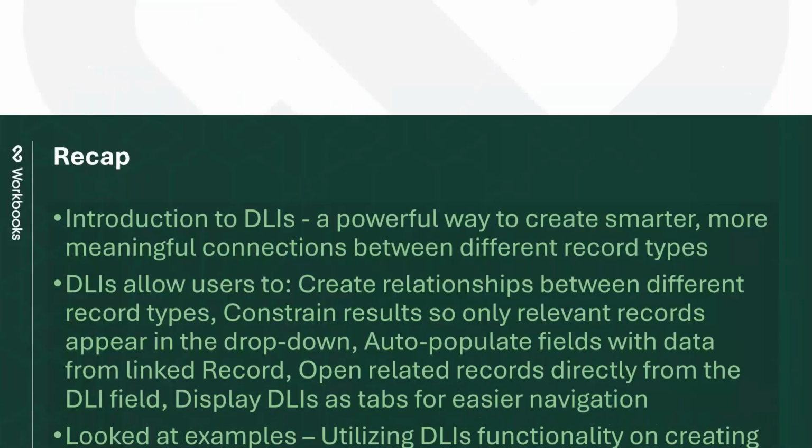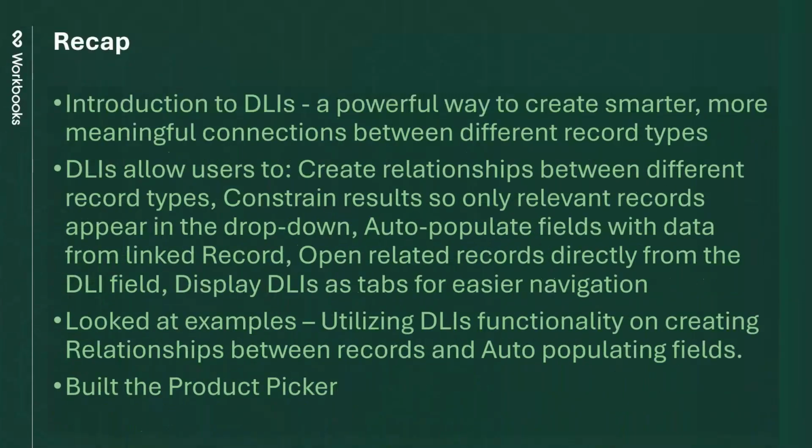Right. So let's recap what we have touched on about DLIs. DLIs are a great way to create meaningful and smarter connections between different record types. Be it the way we can set DLIs to create relationships between different record types, or constrain results so only relevant options show up on the dropdown, and how easy it is to set up DLIs to auto-populate fields.